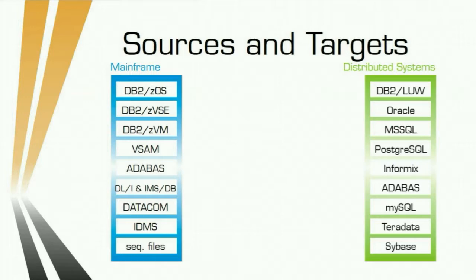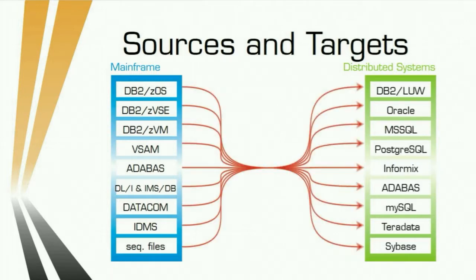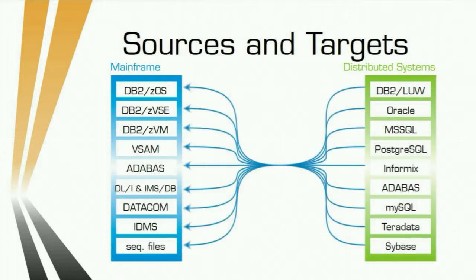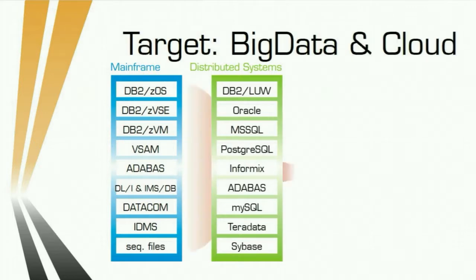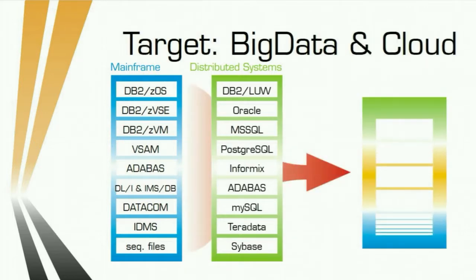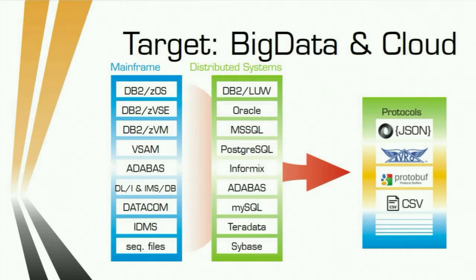The synchronization can be performed from all these mainframe data sources to the distributed systems, and of course vice versa, if the applications on the distributed systems become more important while the mainframe should also be maintained. Mainframe and distributed systems together can be a source for big data and cloud solutions. Different protocols can be used to synchronize data in cloud solutions or big data applications.